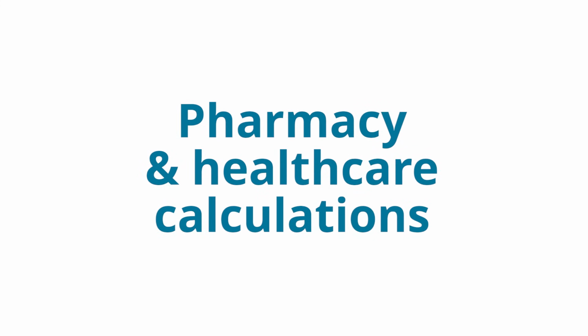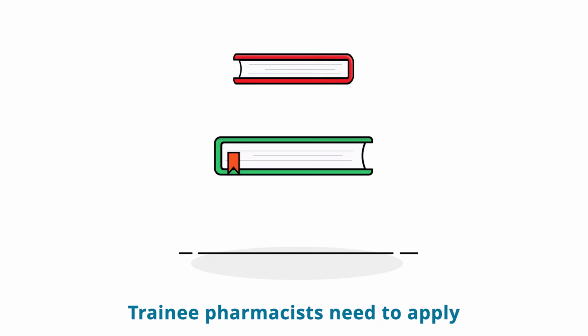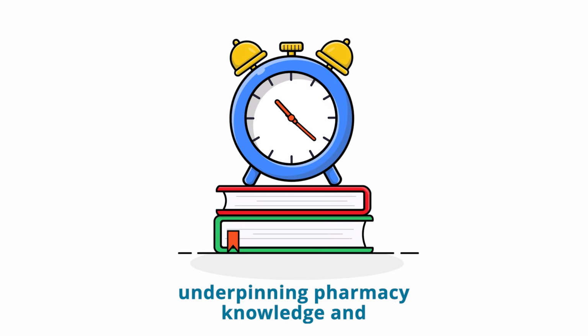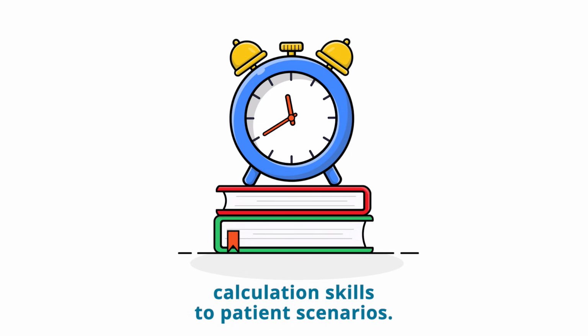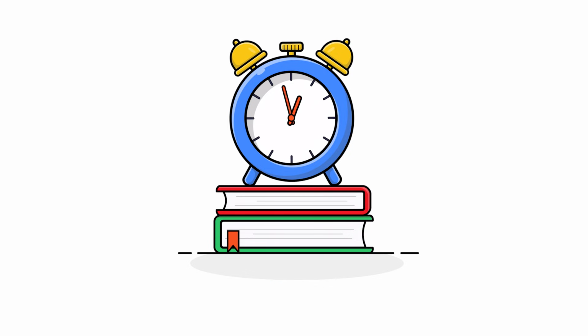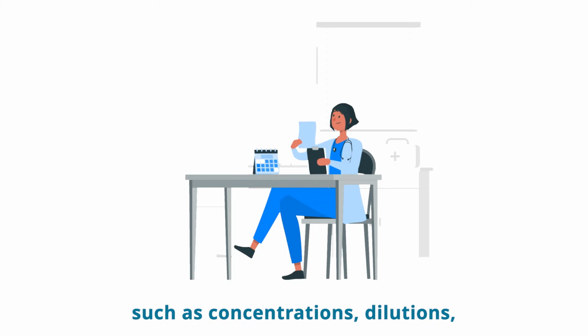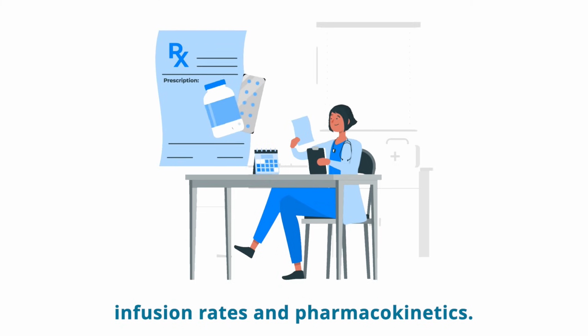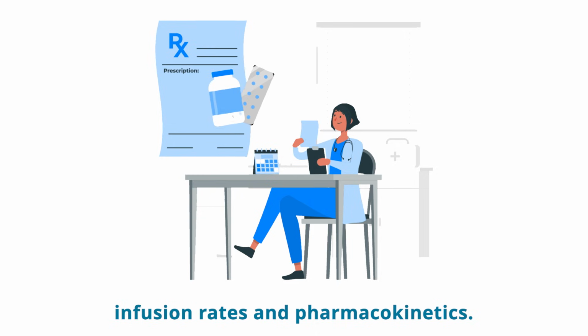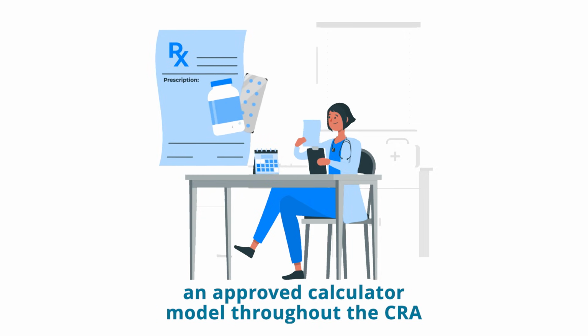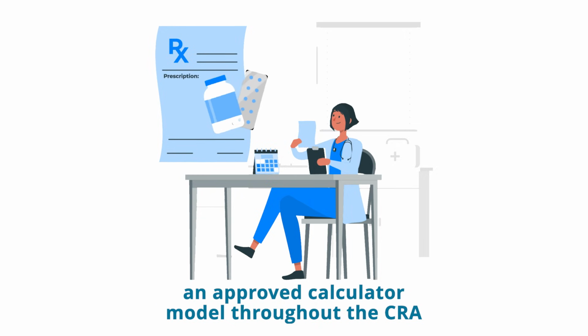Pharmacy and healthcare calculations. Trainee pharmacists need to apply underpinning pharmacy knowledge and calculation skills to patient scenarios. There are 9 core calculation types, such as concentrations, dilutions, infusion rates, and pharmacokinetics. Trainee pharmacists can use an approved calculator model throughout the CRA.